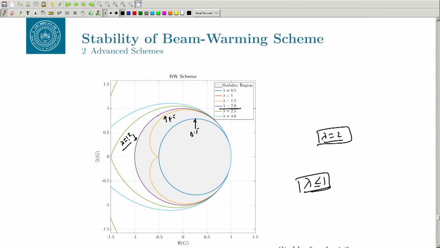If you go more than 2, then, this is my center, G becomes greater than 1. So, there are some schemes which have a stability limit greater than 1 also. This is what we learned from this.